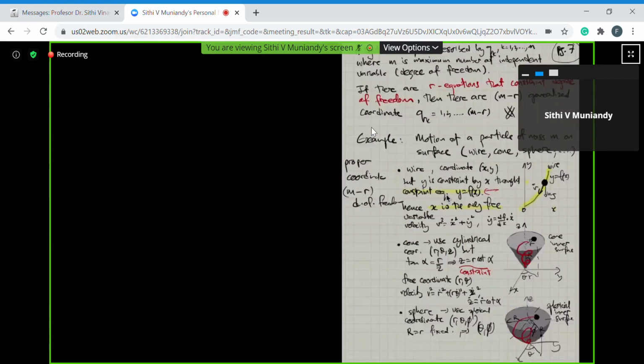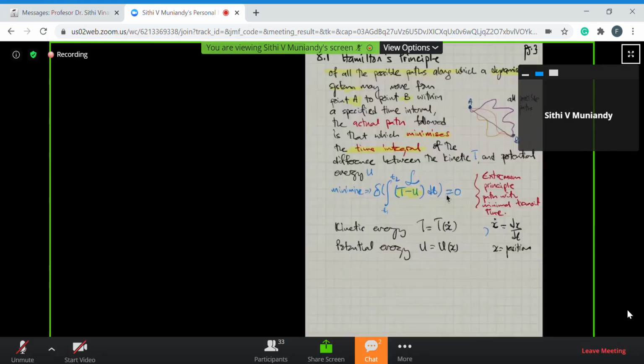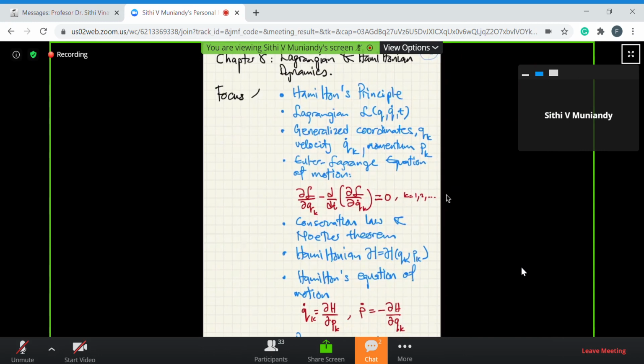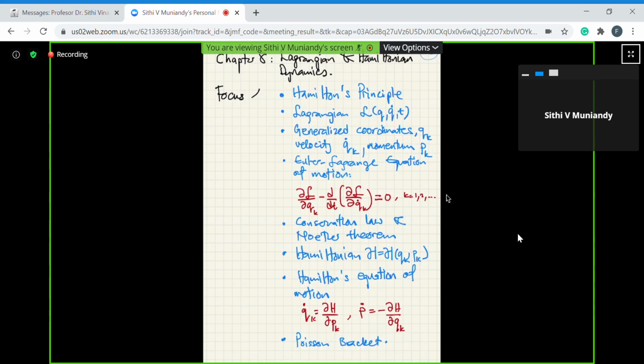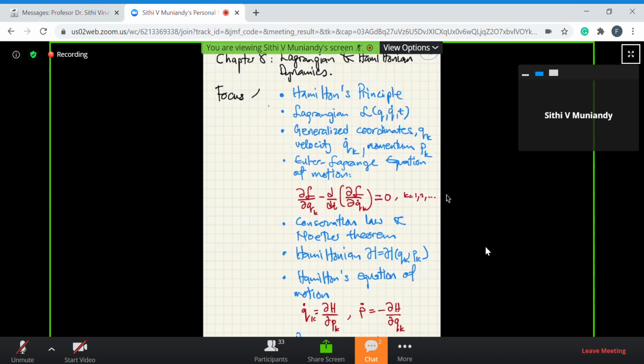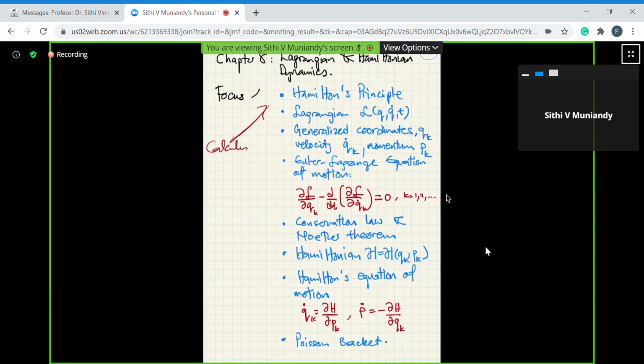Essentially, this is a chapter that we started with. These notes, I think, are available for you. So we look into the problem of what is called Hamilton's principle.